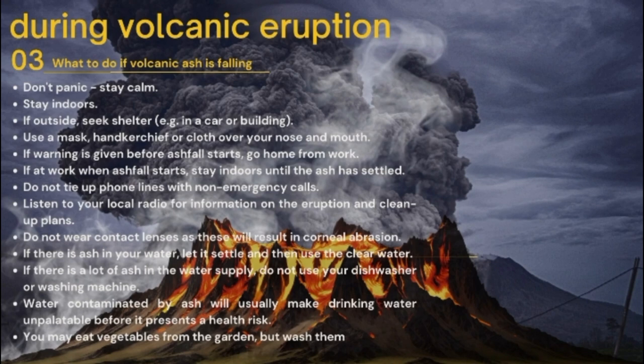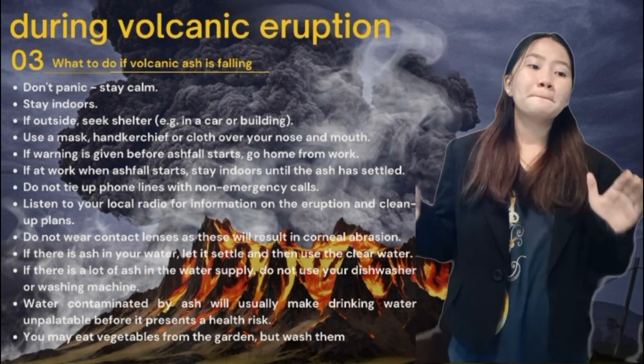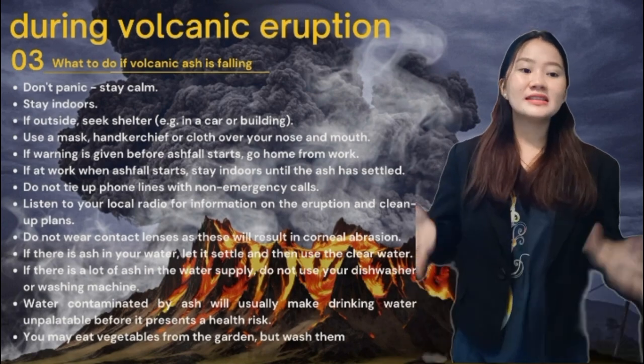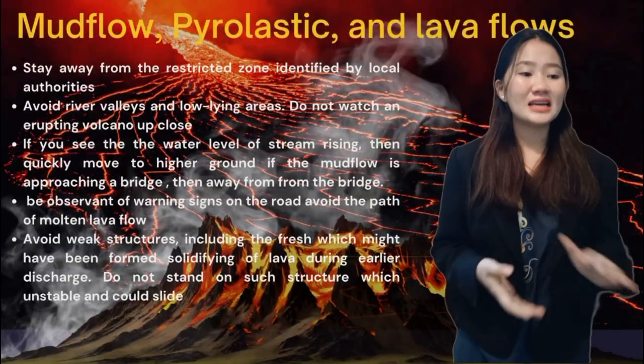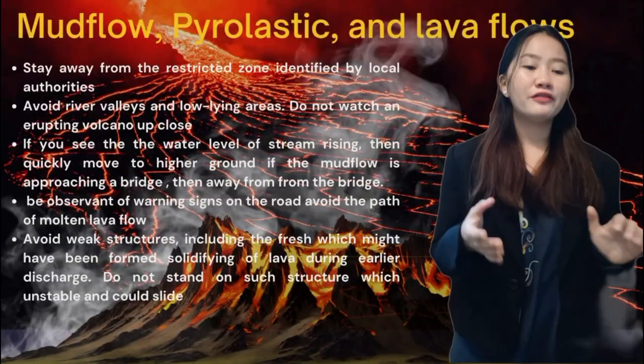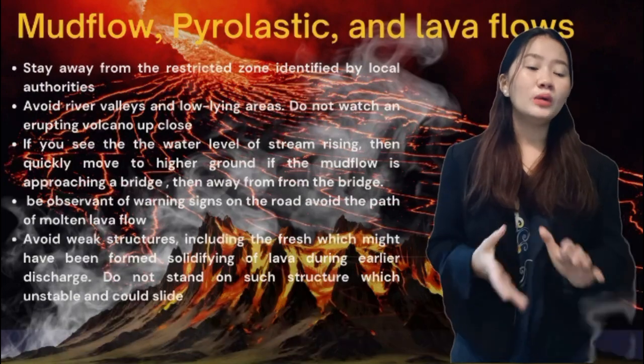Water contaminated by ash will usually make drinking water unpalatable before it presents a health risk. You may eat vegetables from the garden but wash them. Mud flow, pyroclastic, and lava flows. Stay away from the restricted zone identified by local authorities. Avoid river valleys and low-lying areas.